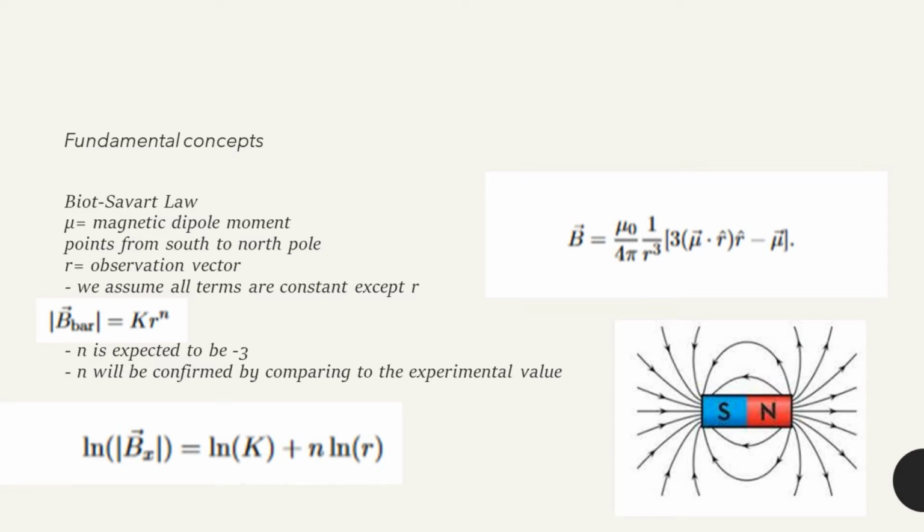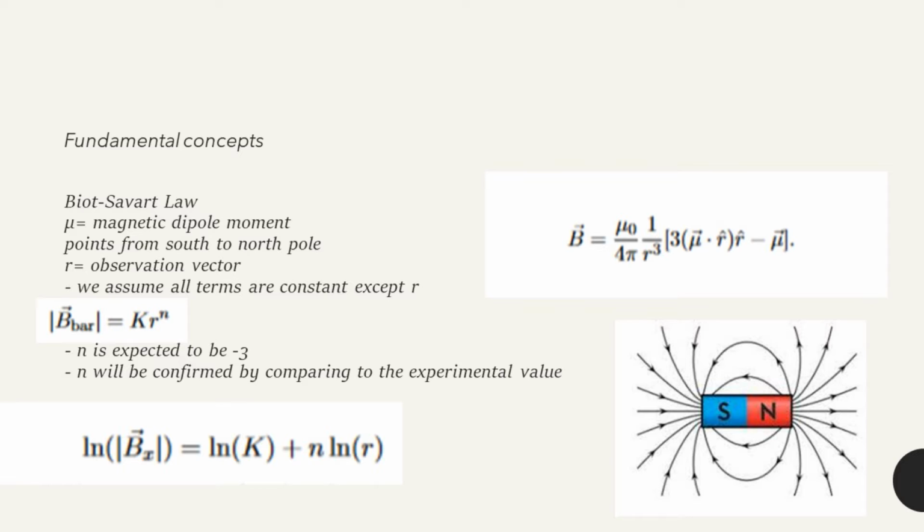The two main concepts that we're going to be using in this lab are first the Biot-Savart law, which we can see the formula for to the right, and second, the physical model of a magnetic field. The two main variables that we're going to be looking at are mu, which is the magnetic dipole moment, which points from south to north pole, and r, which is the observation vector.